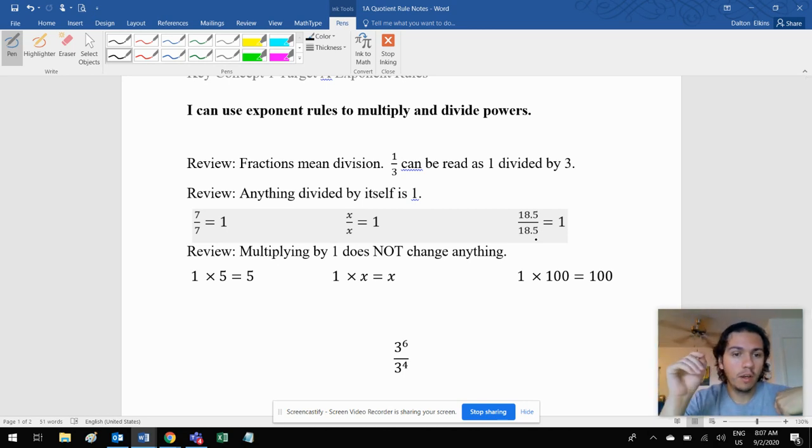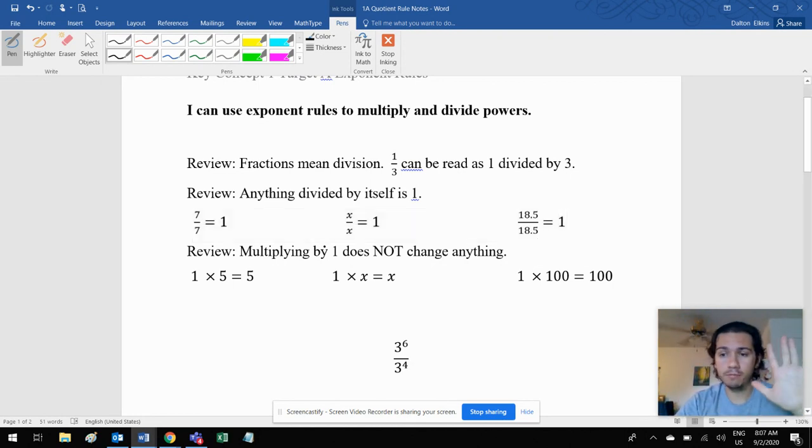Important rule. The last rule that I want to review is that multiplying by 1 does not change anything. So 1 times 5 is 5. 1 times X, just X. 1 times 100, just 100. Multiplying by 1 doesn't change anything about the number that you're multiplying it to.